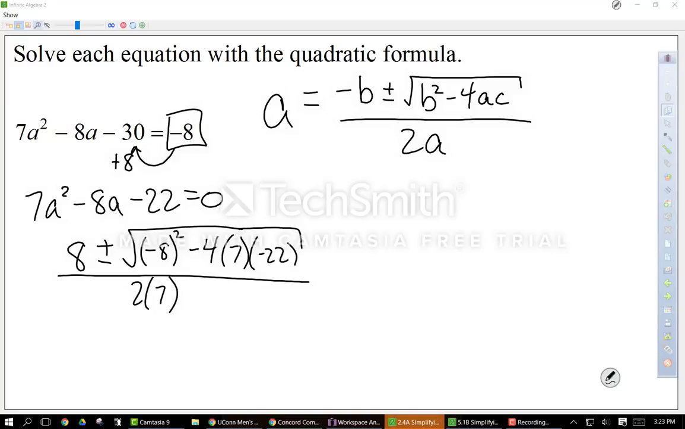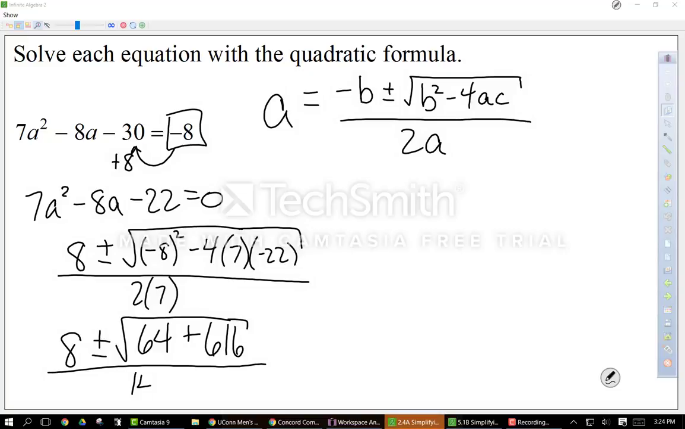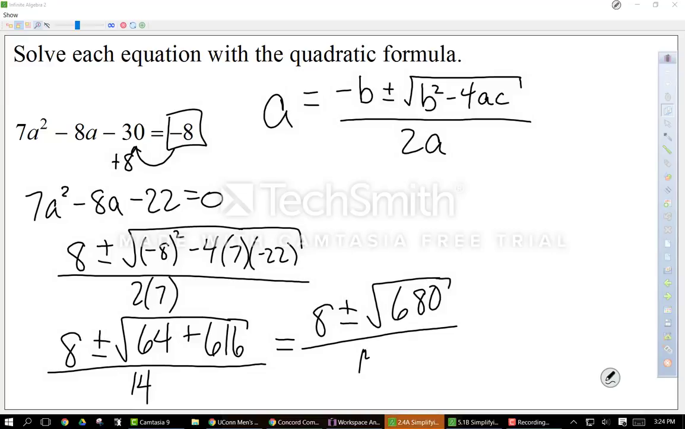Now let's start simplifying further. 8 plus or minus the square root of 64 plus 616 over 14. All I did was multiply 4 times 7 times 22. Again, it's a positive because I have 2 negatives when I multiply. So now let's combine the numbers inside the root. 8 plus or minus 64 plus 616 inside the root is 680 divided by 14.